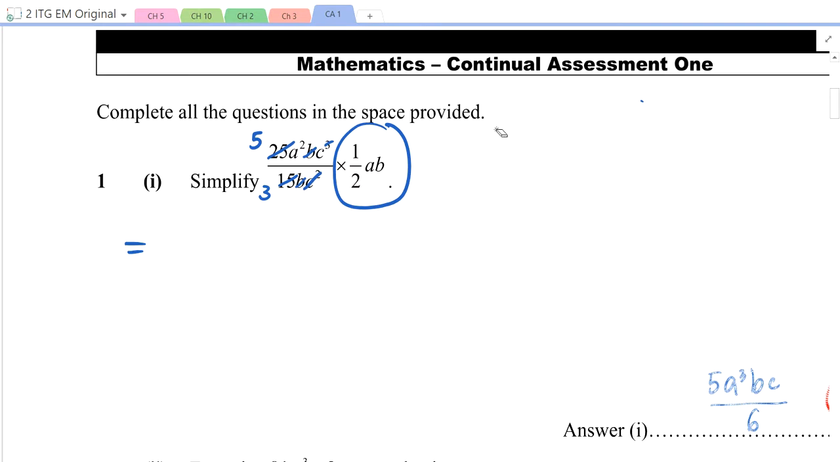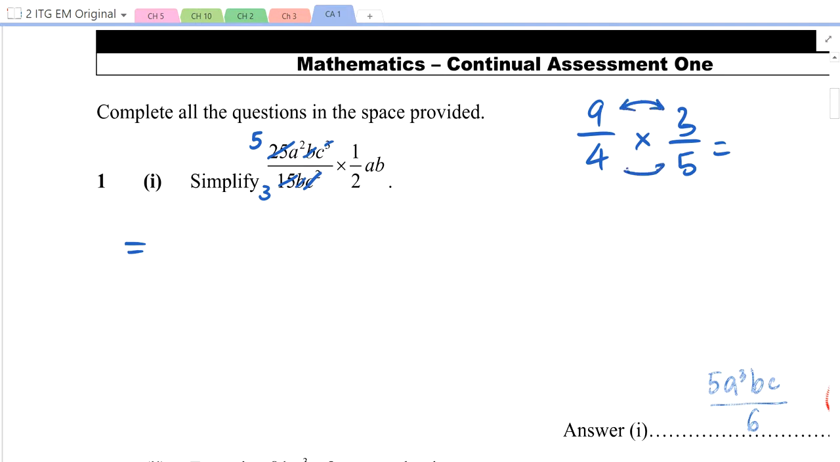Okay, so here we are left with a fraction on the left, a fraction on the right. Multiply them together. In primary school, this is how I taught you. 9 over 4, for example, times 2 over 3 over 5. We multiply numerator with numerator, denominator with denominator. So we get 27 over 20. So same thing over here.